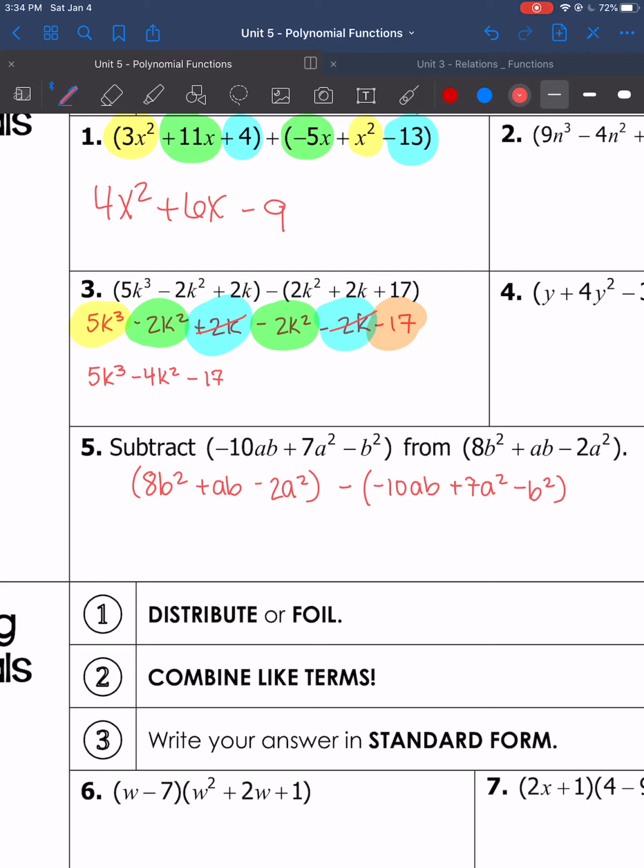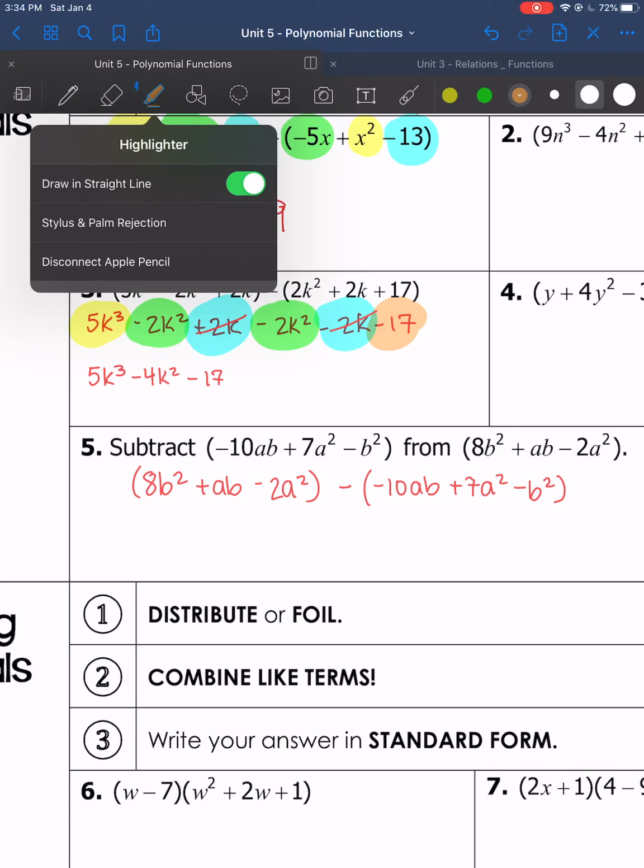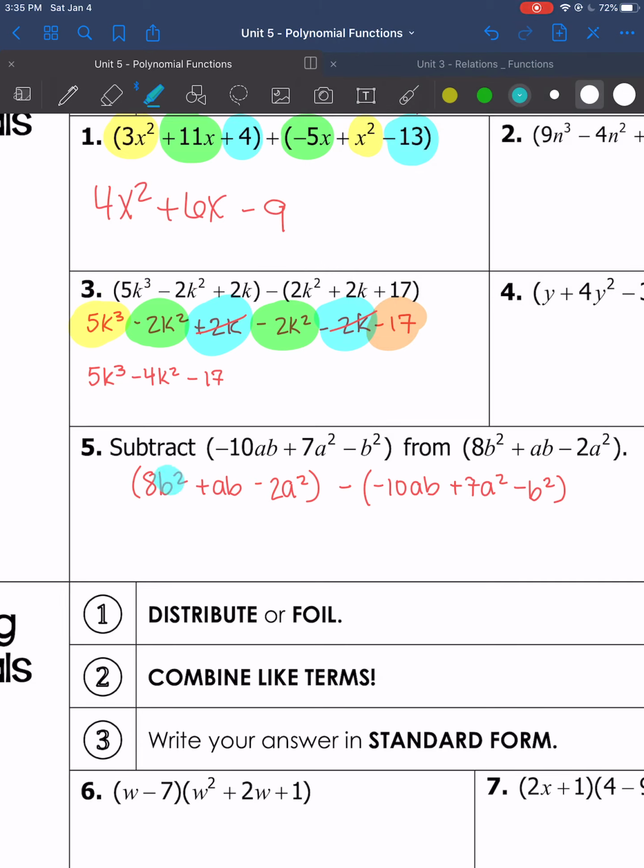I want you to try this one on your own. So now that you've tried this on your own, you will get B squared, AB, A squared. Ooh, that's big. A squared. When you combine them all together, you get negative 9A squared plus 11AB plus 9B squared. That's how you do that.